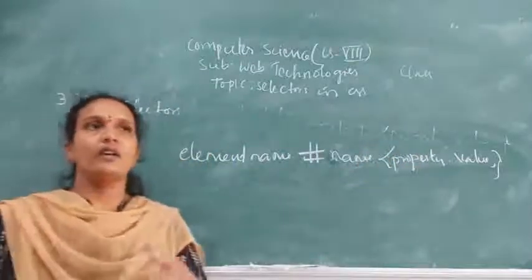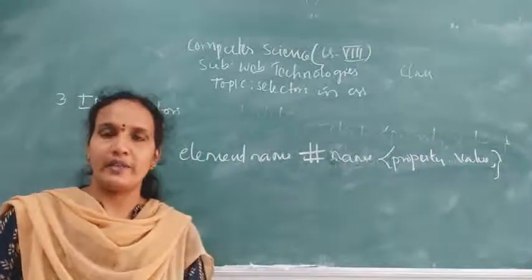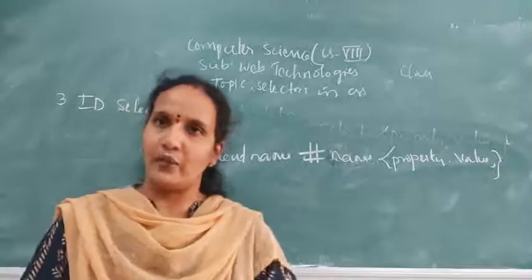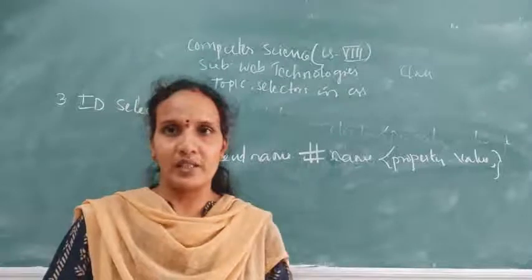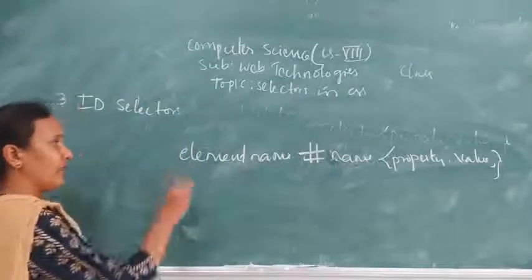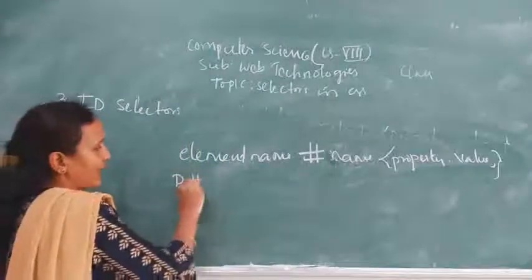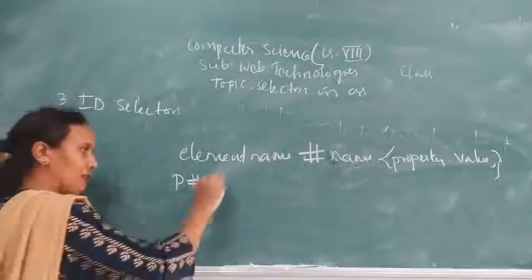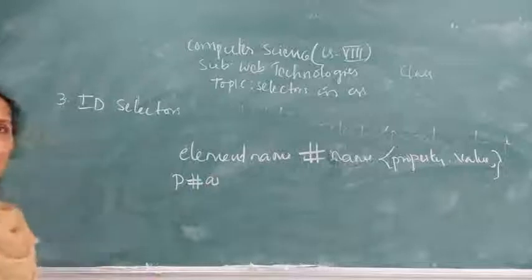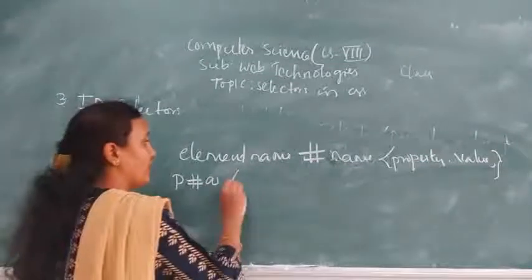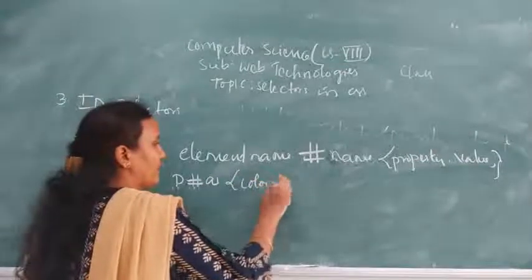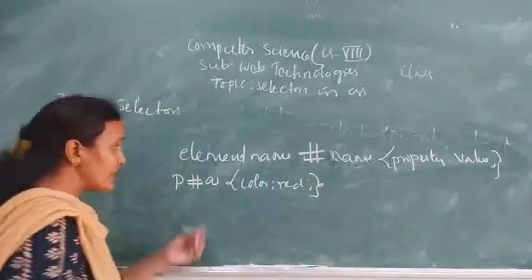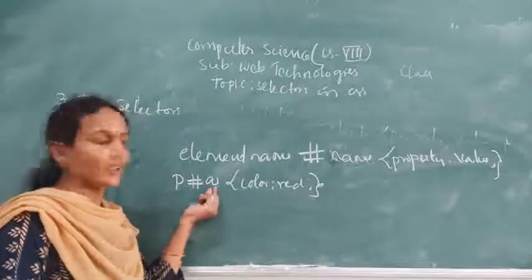Example: in the entire document, for all paragraph elements, I want to give a unique style. Then here the element will be paragraph, hash, example A. It is a name, you can give anything. Example, here I am giving A1. For all the paragraphs, what color do I want to give? Example, color red. So this ID is created for only the paragraph.